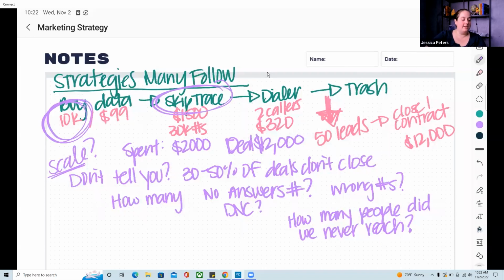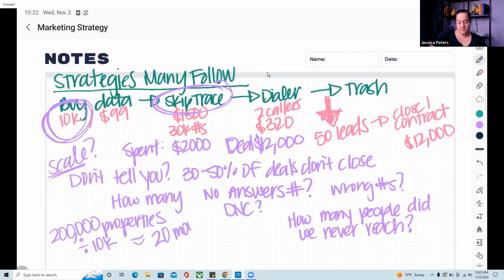All right, and here's the other thing. Let's say that in your market, there are 200,000 properties in your city, your county. If this strategy is to dial through these numbers and then get the next 10,000 properties, and let's say it takes you a month, then dividing by 10,000 properties a month, that's approximately 20 months, or if you're doing it weekly, 20 weeks, whatever the case may be. Is that sustainable?